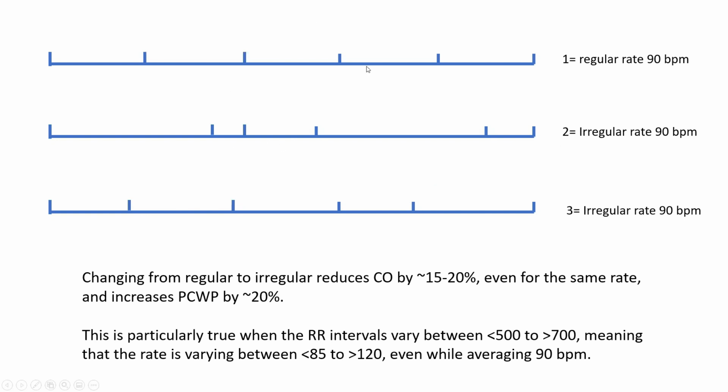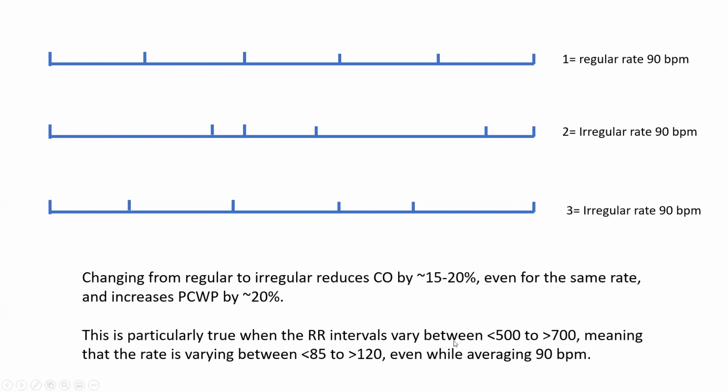I showed this slide in the past, and I want to highlight the importance of irregular rhythm. This is a patient with AFib and a regularly paced rhythm of 90. This is a patient with AFib and irregular rhythm of 90, and AFib and differently irregular rhythm of a rate of 90. The more irregular you are, the lower your cardiac output is, okay? The more striking the difference between RR, the lower your cardiac output is.